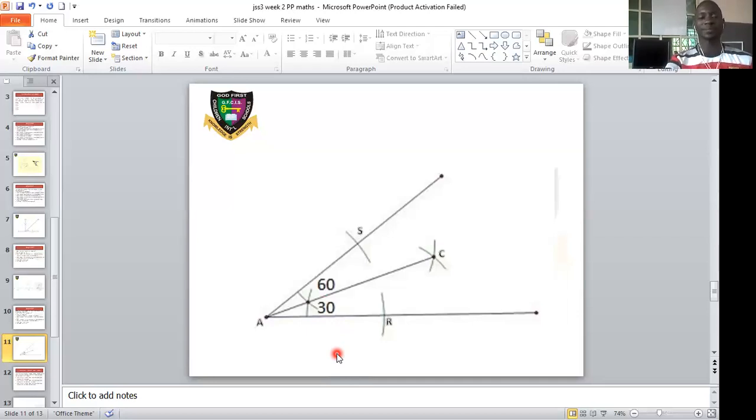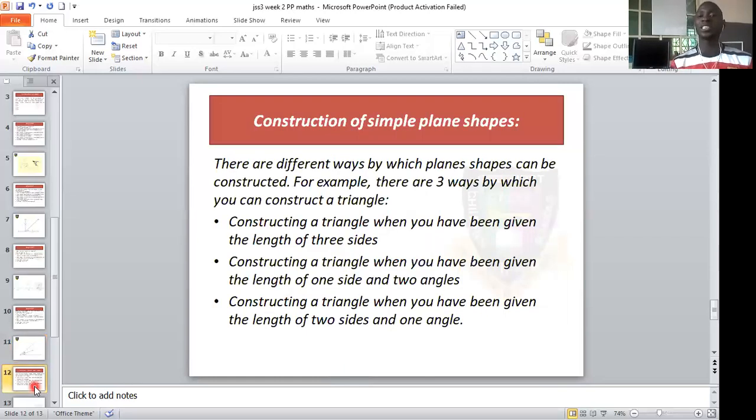So we'll go to the next thing. I'll just take you through how to construct a shape. There are different ways by which shapes can be constructed. For example, let us take a triangle. There are 3 different ways by which you can construct a triangle.